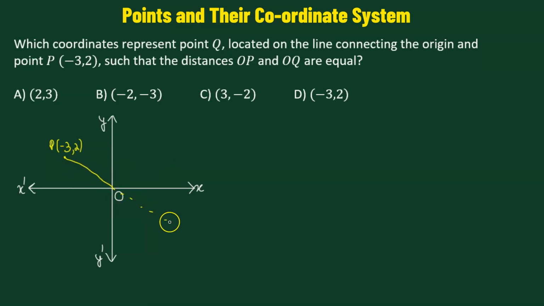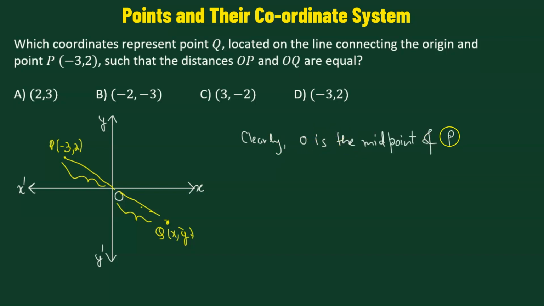So if we extend it, the point Q, let's say it's going to lie somewhere here, and let's call its coordinate x, y. We need to find out the coordinate of that particular point Q such that this length OP is exactly equal to OQ. Now here we don't have to worry too much because we know that clearly the point O, which is the origin, is the midpoint of point P and Q.